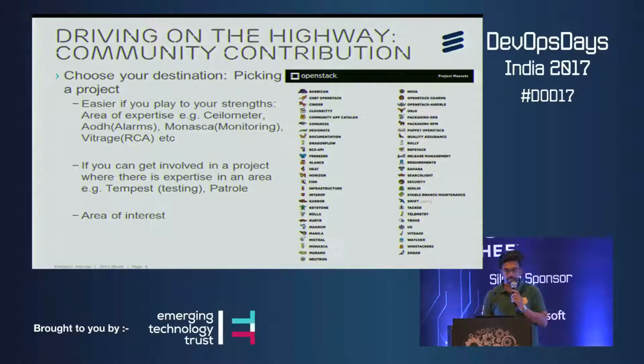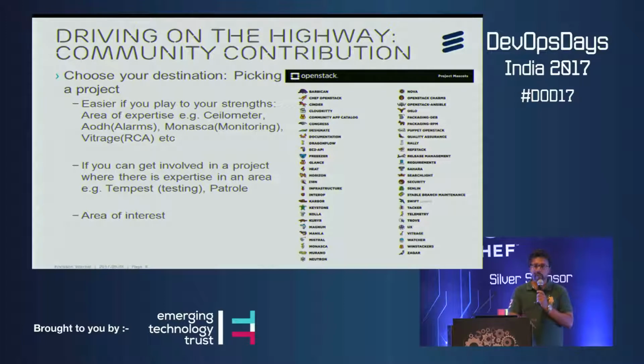Now, finally, once you get started, once you know how to do it, how do you get started with the community contribution? Pick something where you already have knowledge. For example, if some of you all are really good at Kubernetes or Docker, there are projects for that. There's Kolla. And if you're good at monitoring, there are a whole host of projects that are available. For example, I was good with monitoring, so I picked up Monasca and Aodh, which is for monitoring and alarms respectively. Also, if you know somebody who can help you out, you can do that as well.